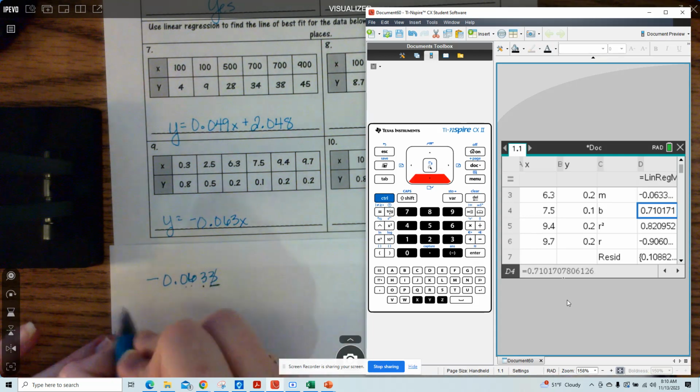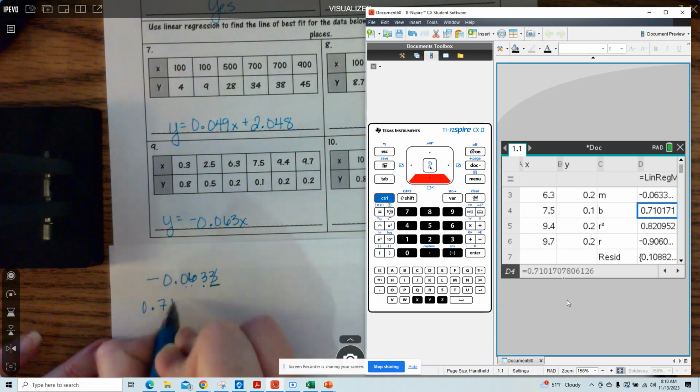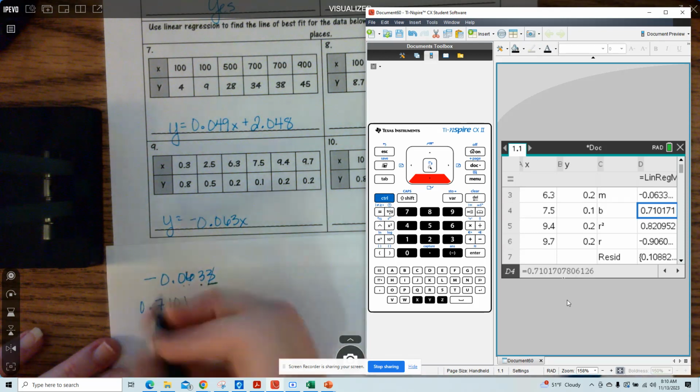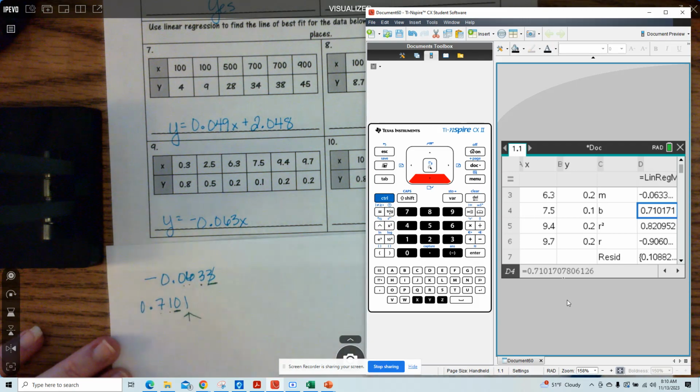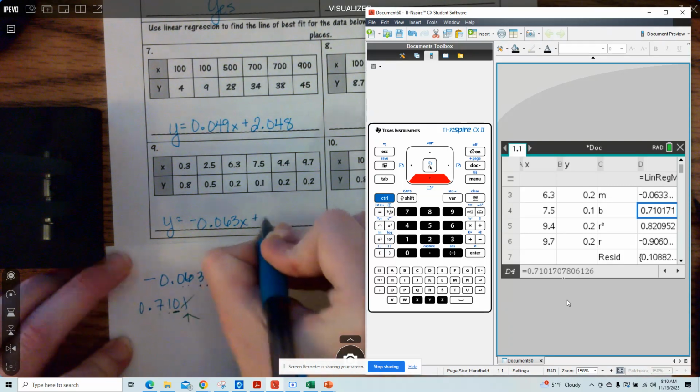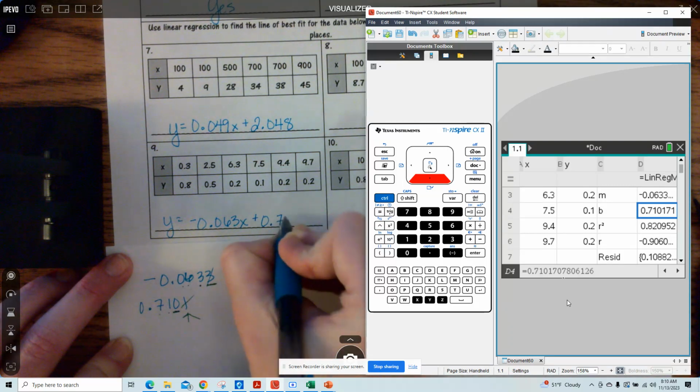All right, y-intercept is 0.7101. 1, 2, 3. Does the 1 tell me to go up or stay the same? Stay the same. So plus 0.710.